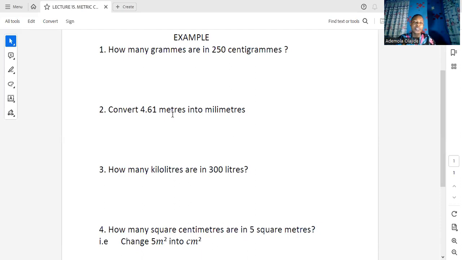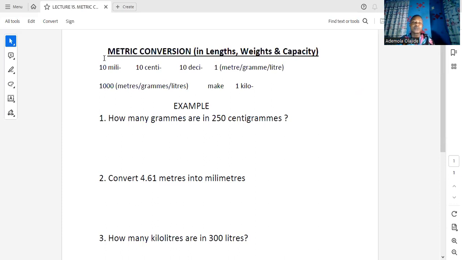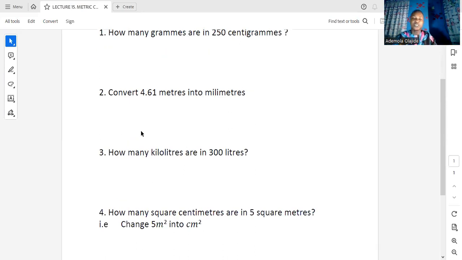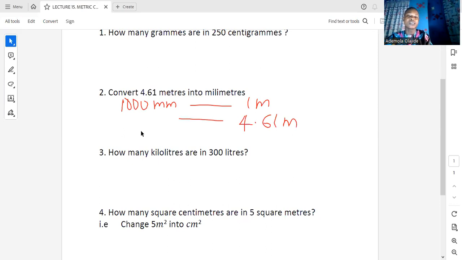Number 2 says, how many millimeters equal 4.61 meters? Convert 4.61 meters into millimeters. Since this one is talking about meter and millimeter, it's good that you check the table value between meter and millimeter. This is millimeter, this is meter here. How many 10 do you have to multiply? 10 times 10 times 10 before you get to where it is. That's 1,000 millimeters. So that means from the table, we have 1,000 millimeters equal 1 meter. Then they now say 4.61 meters. How many millimeters is it?